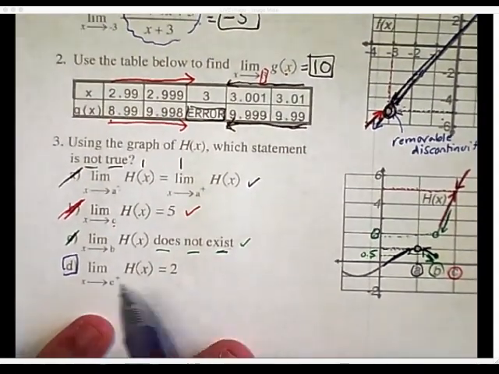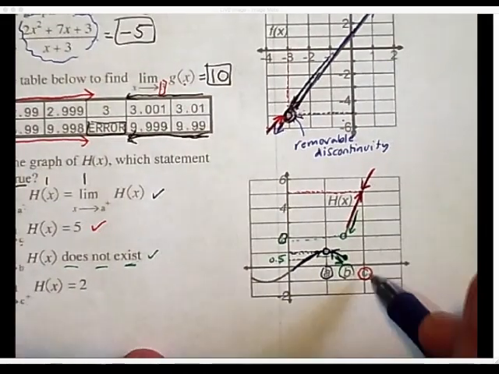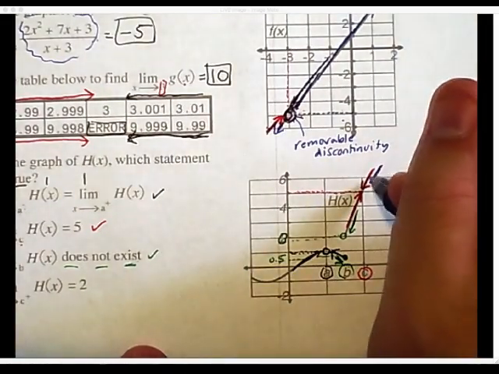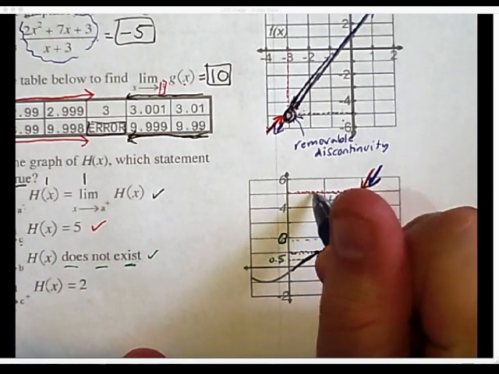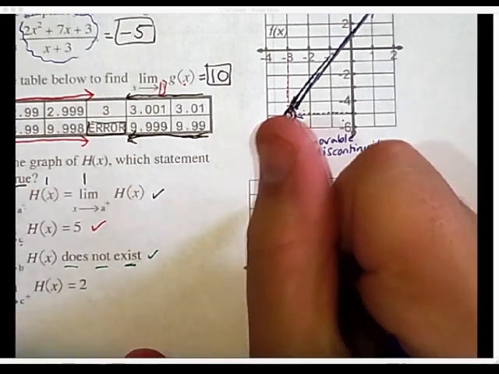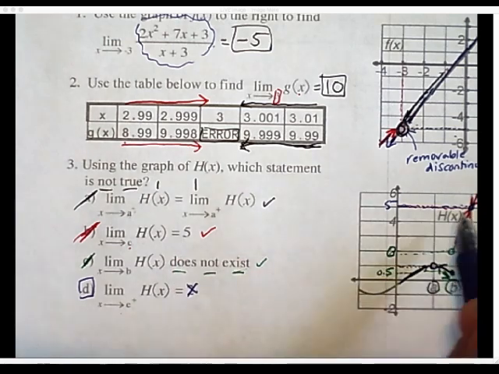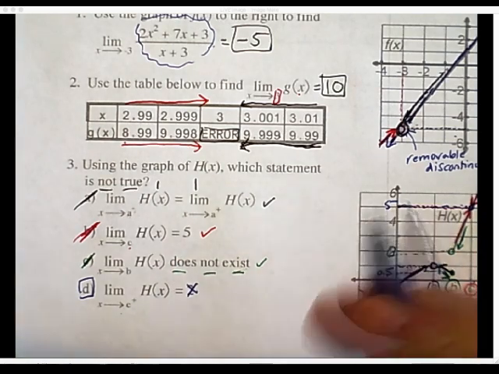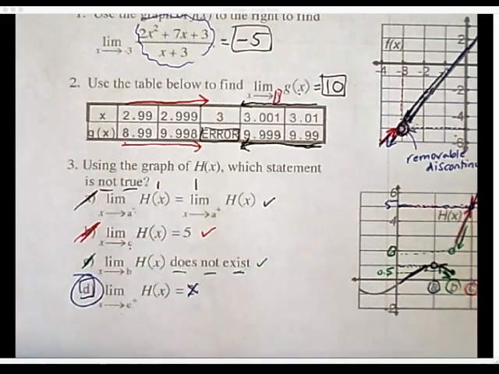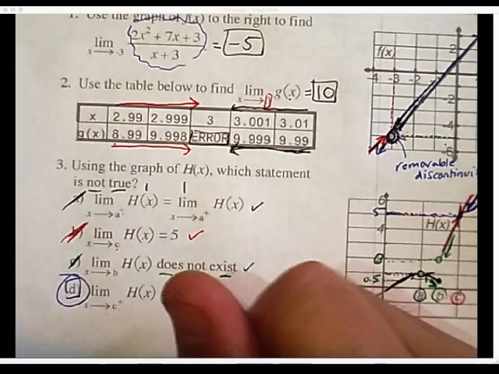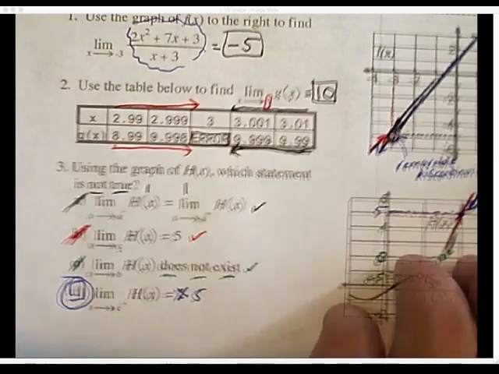Okay, it says here the limit of h of x as x approaches c from the right equals 2. Well, here was my c. As I come in from the right of that, I'm approaching a y value of 5. So the reason why this is false is because this number is not 2. I'm getting closer to 5. So if that said 5, I would be okay. But that's why D is not correct. If it said 5, then it would be correct.